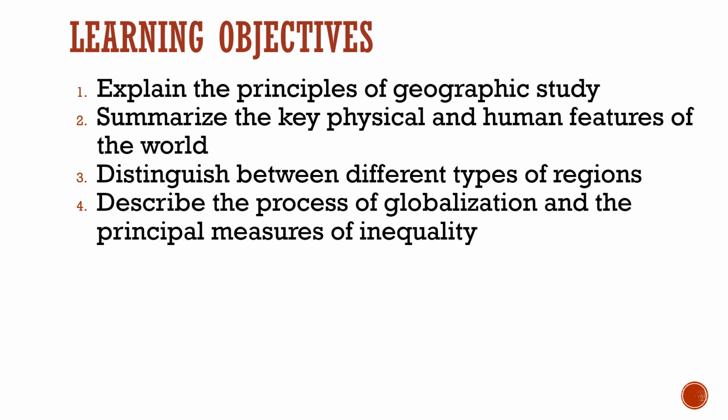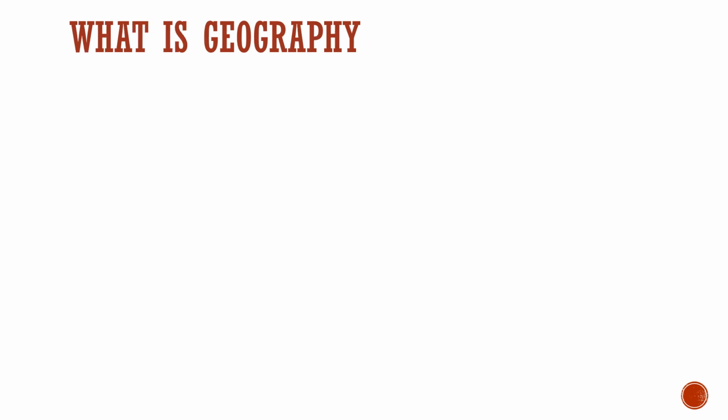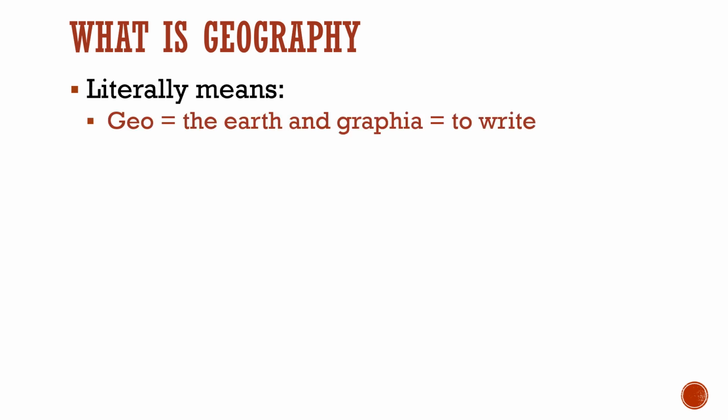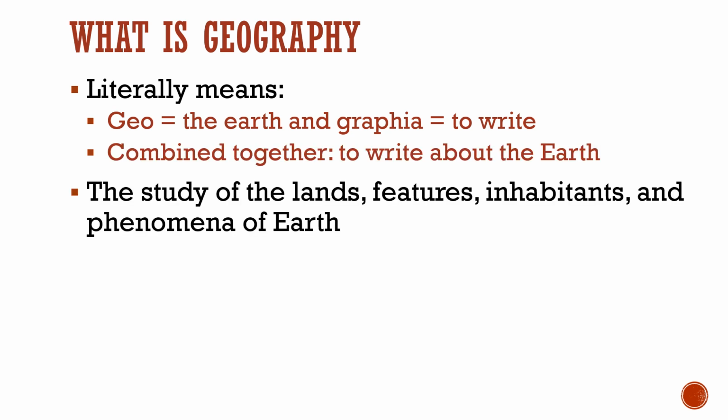Our learning objectives: talking about the principles of geography, some of the physical and human features, the different types of regions, and then also talking about globalization and some population dynamics as well. So what is geography? Literally it means geo, earth, graphia, to write, so writing about the earth.